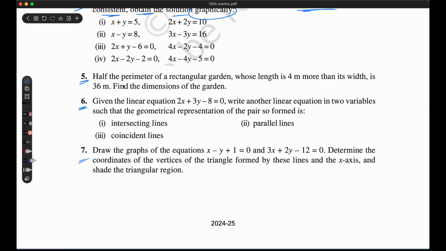Question number 5 is: half the perimeter of a rectangular garden, whose length is 4 meter more than its width, is 36 meter. The statement is half perimeter is 36 meter, and then we have to convert the statement length is 4 meter more than its width to the equation, and then we have to find the dimensions of the garden, that is length and width of the garden.